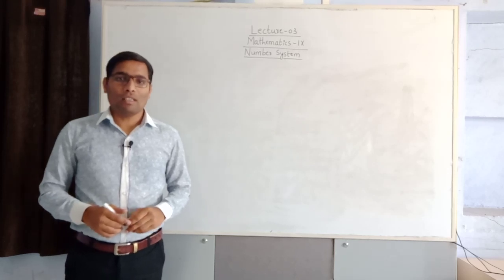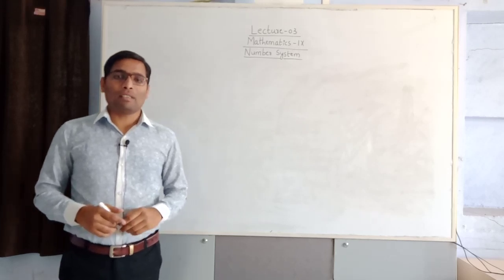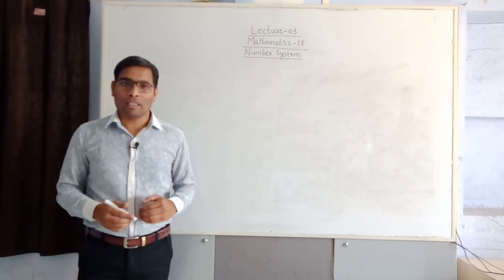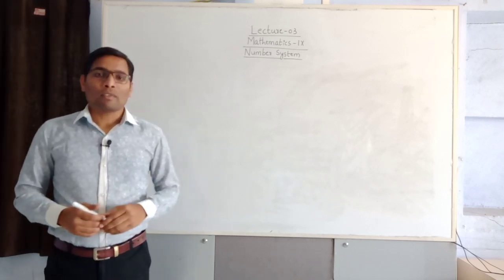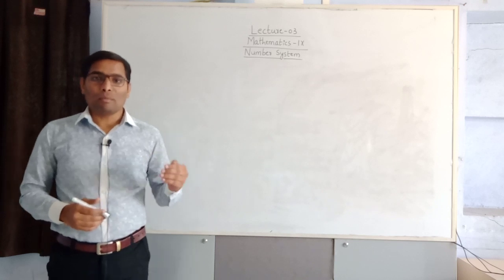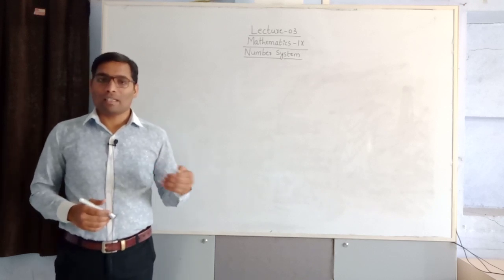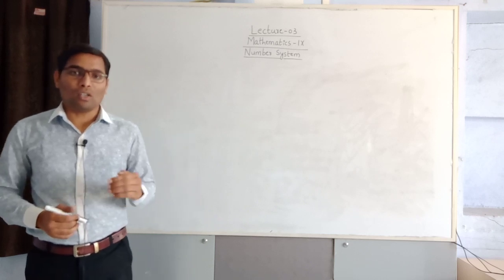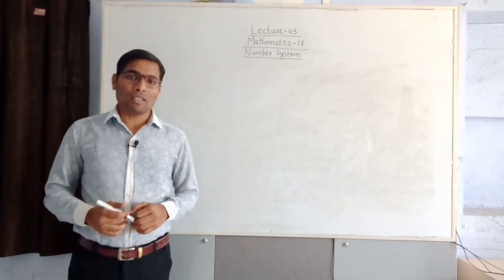Hello. In lecture 2 of class 9 mathematics, I explained about the decimal expansion of rational and irrational numbers. That is, rational numbers have a decimal expansion that is terminating or non-terminating recurring, and irrational numbers have a decimal expansion that is non-terminating and non-recurring.